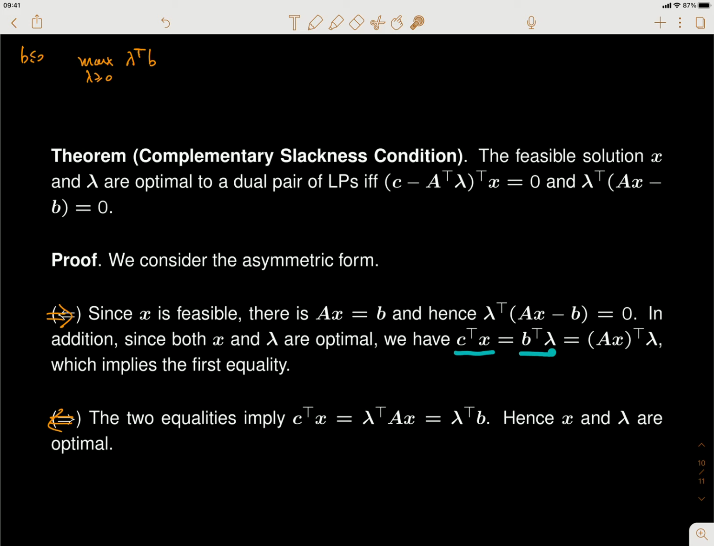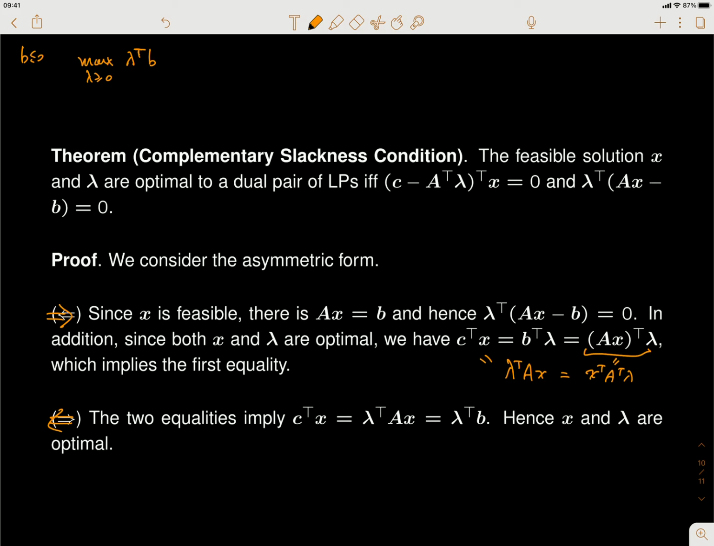But b is equal to Ax, so we can replace b by A times x. And once we have this, this part is nothing but just x transpose. So this part is equal to x transpose A transpose lambda. And that is also the same when I take the transpose on both sides, because this is a scalar, the inner product of the two vectors. So I take the transpose of that. It will be lambda transpose Ax. Okay, and that means these two are equal.